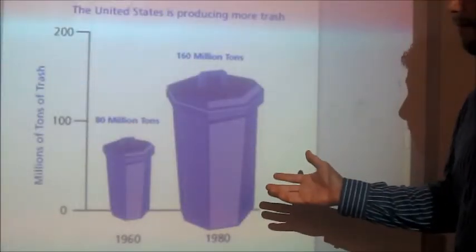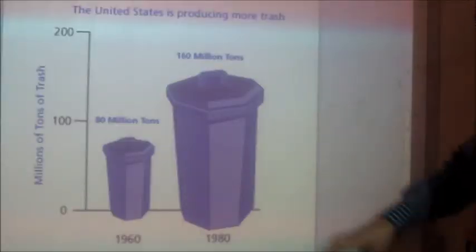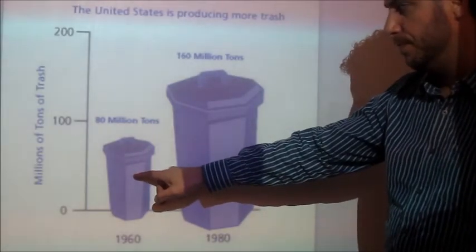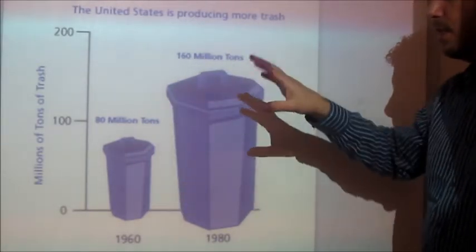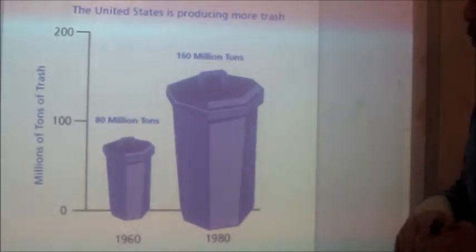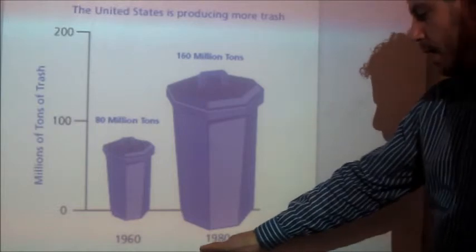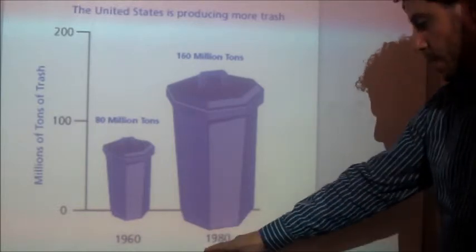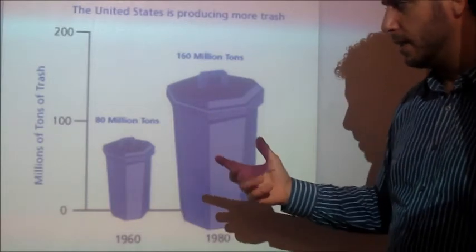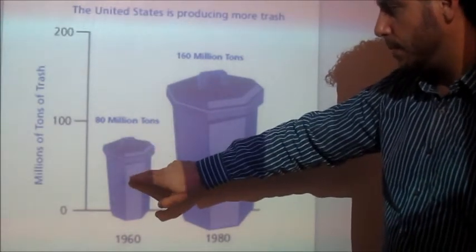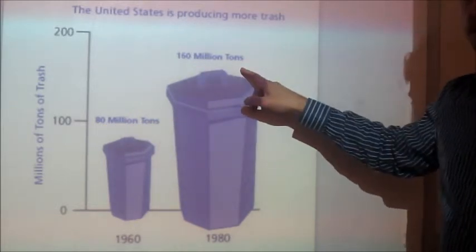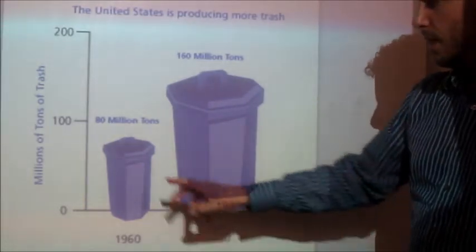Have a look at this pictograph. Well, at first glance, this garbage can appears way, way larger than this garbage can. And if you look closely, this graph is showing that the United States is producing way, way more trash, or was producing, I should say, in 1980 when compared to 1960. Okay, if you look at the actual numbers, this garbage can represents 80 million tons, and this one is supposed to represent 160 million tons, which would be 2 times this one.